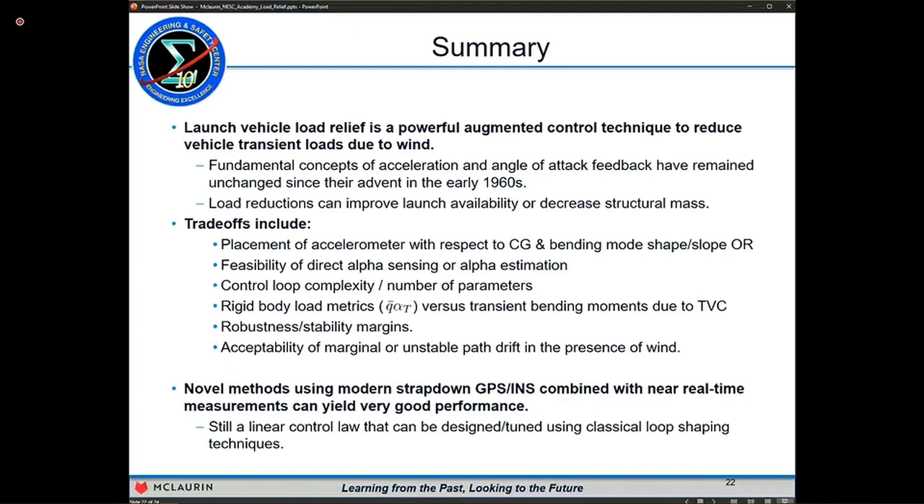But in summary, in most cases, these traditional alpha feedback or NZ feedback approaches provide a lot of benefit, but there is some room for improvement using modern strap-down GPS INS systems. And what we've demonstrated is relatively simple, but it's still just a linear control law that can be designed and tuned using classical loop shaping techniques, frequency response, stability margins, and so on.